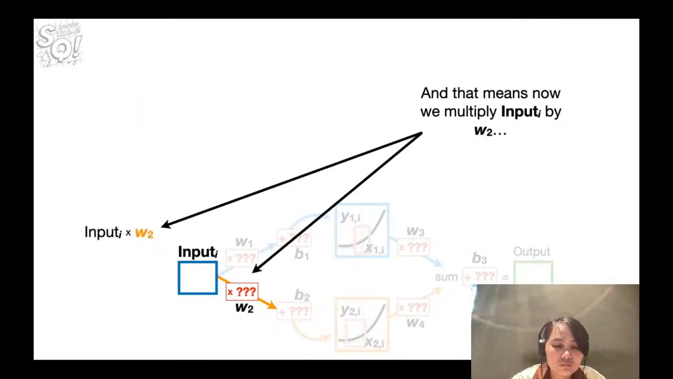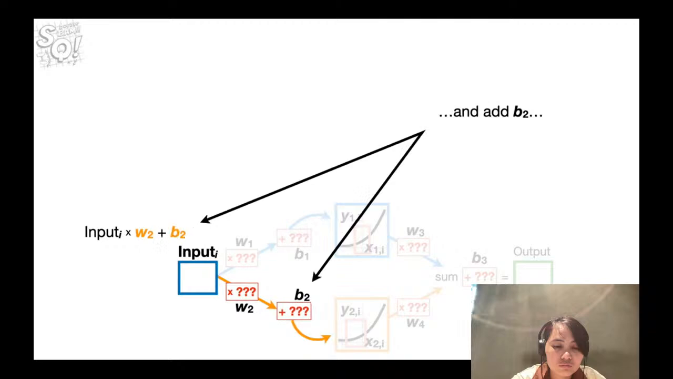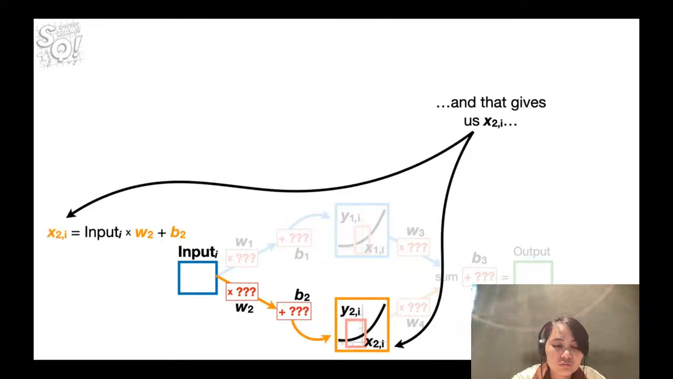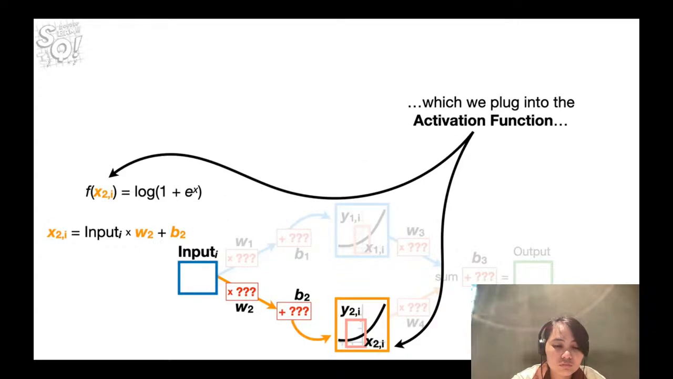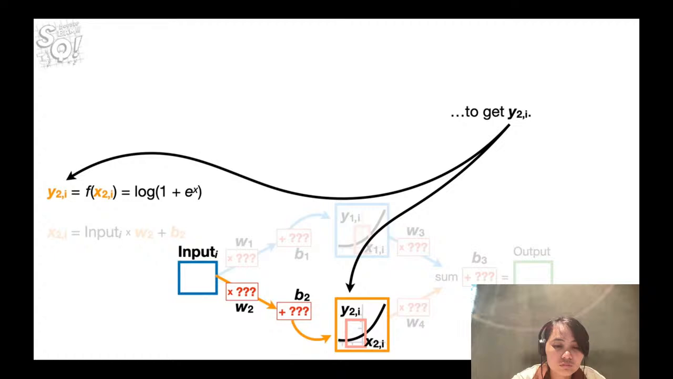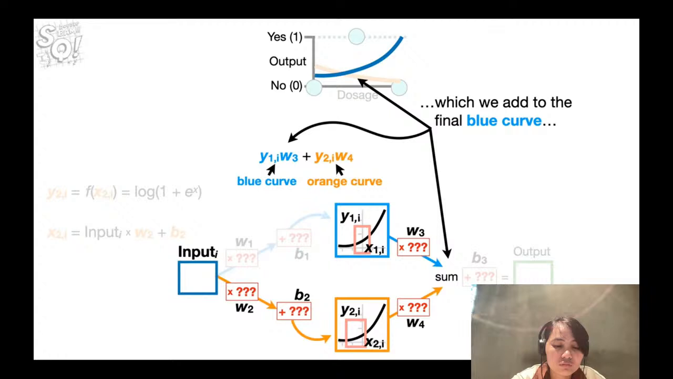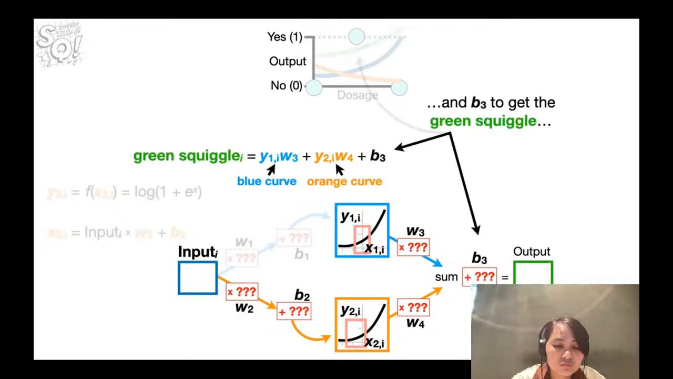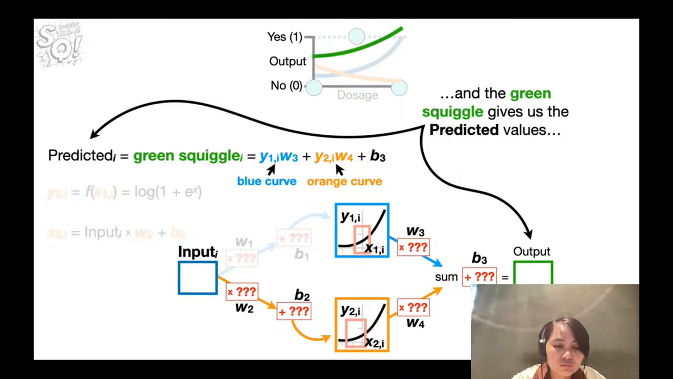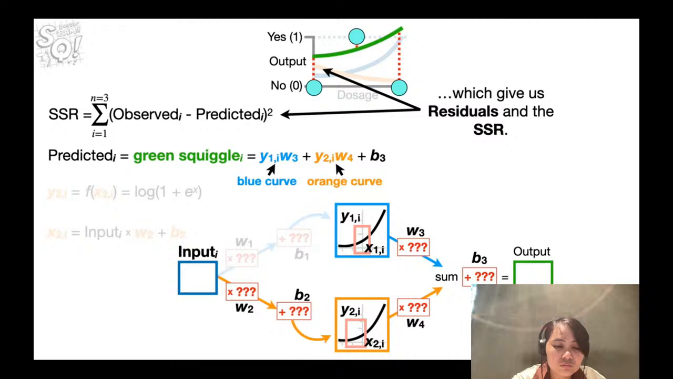And that means now we multiply input sub I by w sub 2 and add b sub 2. And that gives us x sub 2 comma I, which we plug into the activation function to get y sub 2 comma I. Then we multiply y sub 2 comma I by w sub 4 to get the final orange curve, which we add to the final blue curve, and b sub 3 to get the green squiggle. And the green squiggle gives us the predicted values, which gives us the residuals and the sum of the squared residuals.